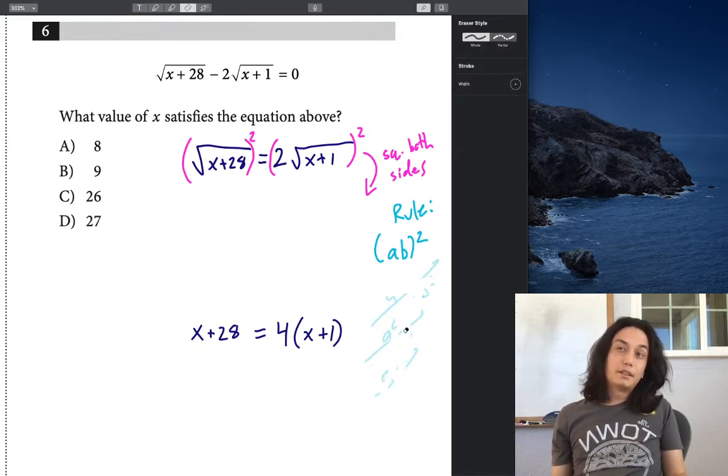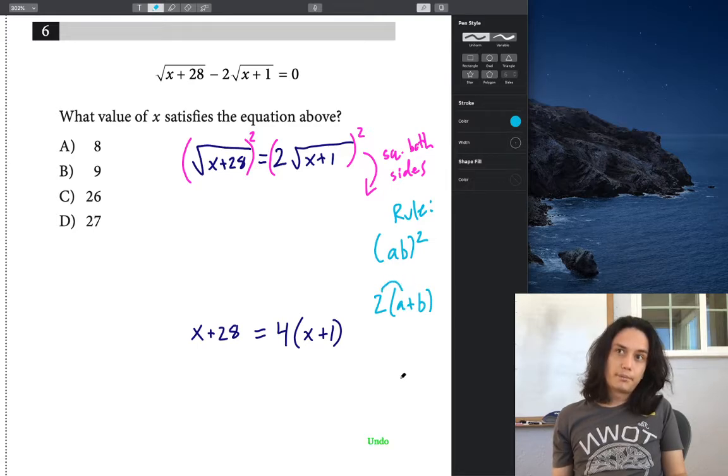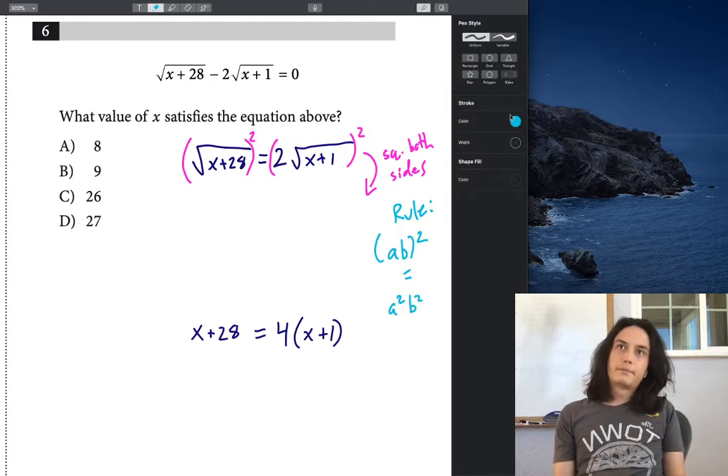Instead, it works kind of like distribution. I mean, we call it distribution, but where if we have two things that are added to each other in parentheses, you have to do it to both of them. It works that same way, except with multiplication and exponents here. You have to do it to both of them. So this equals a squared b squared. That's the rule. All right, fine.